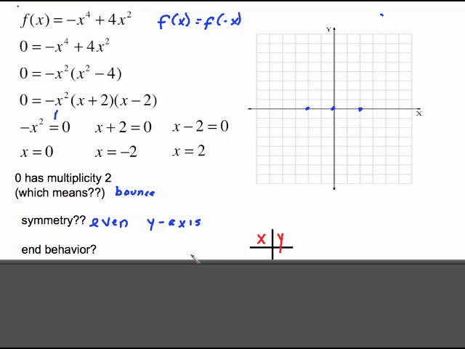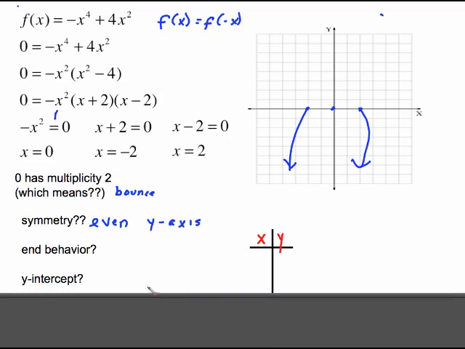The end behavior: because this is even and it has a negative coefficient, we know that this is going to fall left and fall right. So it's falling on both sides. The y-intercept: put 0 in, and we get 0, 0. Which again doesn't help us any because we had 0 as one of our zeros, so we knew it crossed right there.